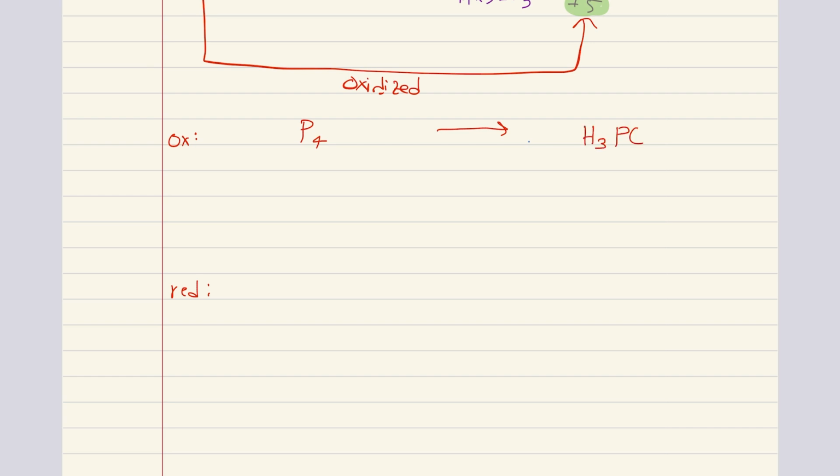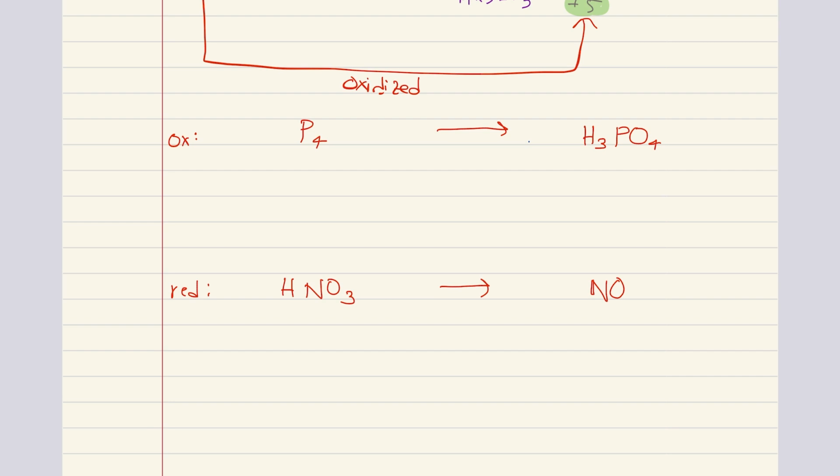In a similar way, the reduction half reaction only includes the substances containing nitrogen because nitrogen is the element that's being reduced. So on the reactant side, we have nitric acid, and on the product side, we have nitrogen monoxide.